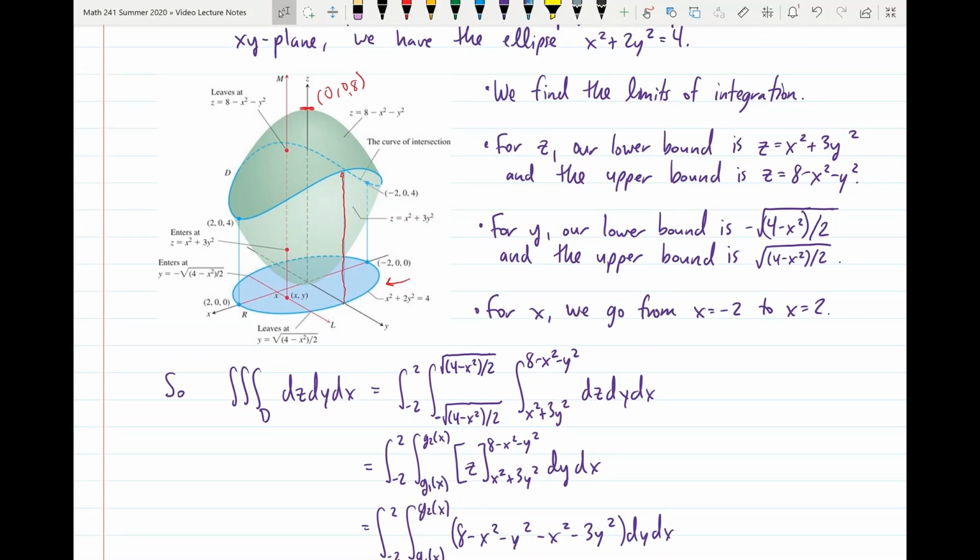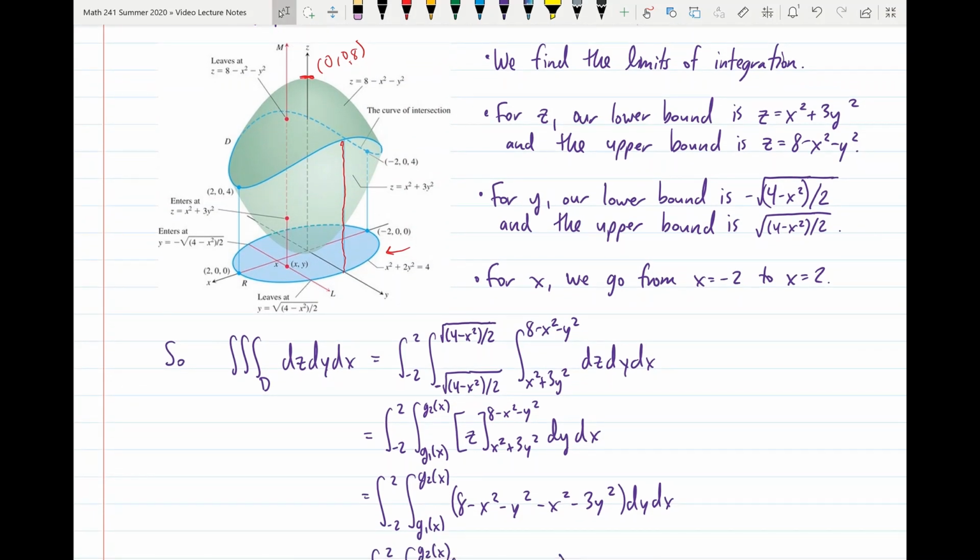For y, things I think are actually a little bit more interesting here. So again, when we're talking about the limits of integration for y, we're looking only at that projected region in the xy plane, so that region R. And again, we can pick a line and go through the region parallel to the y-axis, and we notice that the line is always going to enter the region along minus the square root of (4 minus x squared) divided by 2.